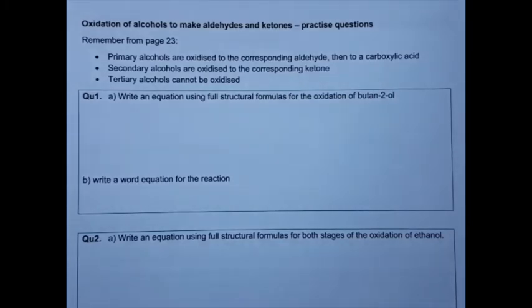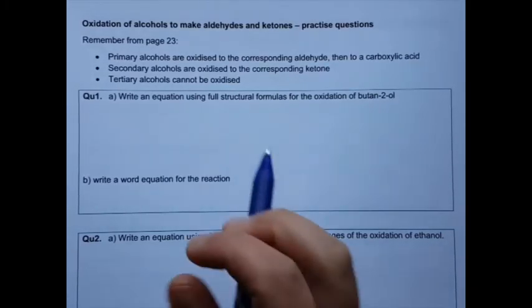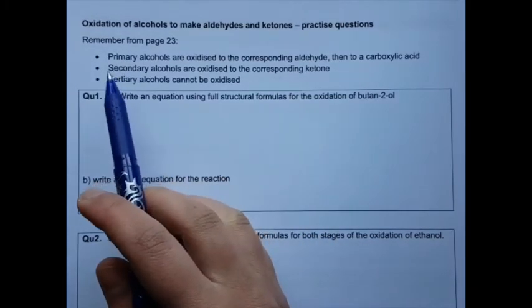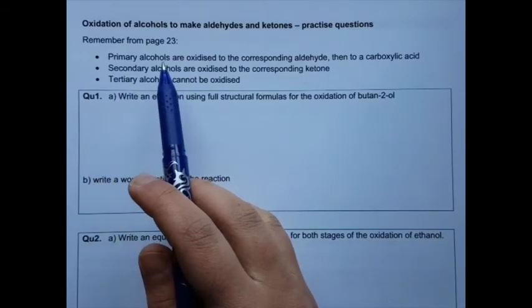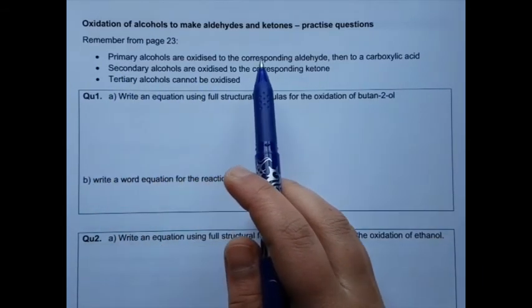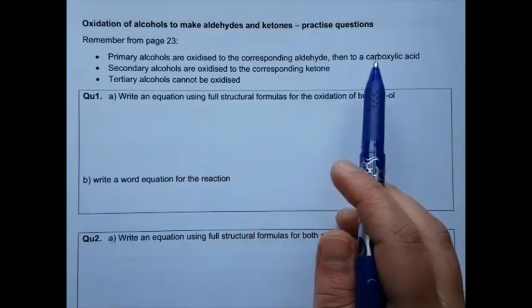So this is just a little reminder from page 23. If we've got a primary alcohol, that will be oxidized first to the corresponding aldehyde and then to a carboxylic acid.